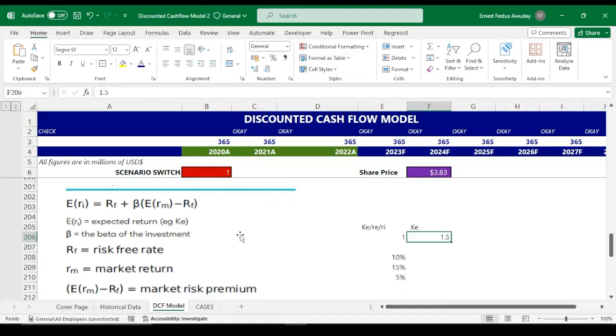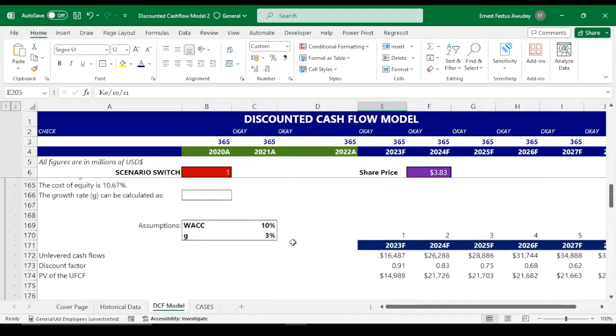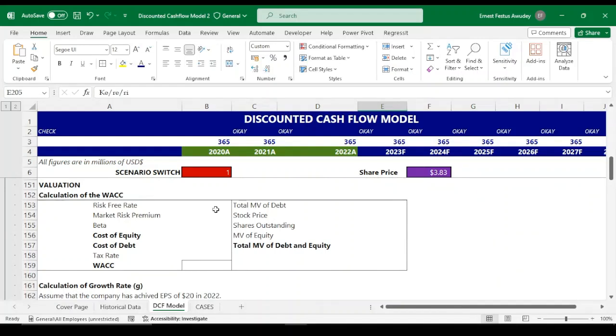So that is how the CAPM works, and the CAPM, as I said, is used to calculate our cost of equity. Okay, the cost of equity. So let's get right into what we have. So with that said, let us make some assumptions here.